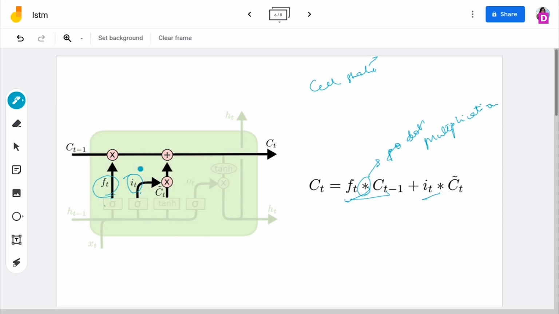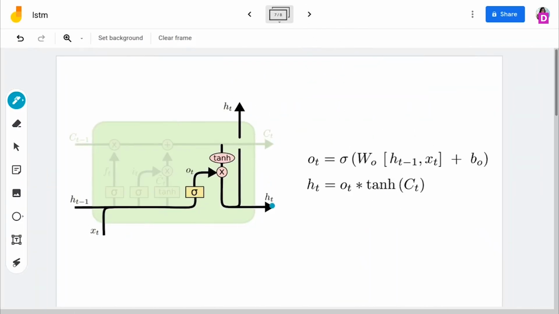Your forget gate value will be multiplied with the cell state, which gives you the global context, and that will be added with the multiplication of the values you got from the tanh and sigmoid. That will be added to your cell state, because this gives you the way in which this particular word is related in a global context. The forget gate gives you how important this particular input is, so this is important, this is not that important. So your global context will change accordingly. This was your previous global context, and this is now your new global context for this cell value.